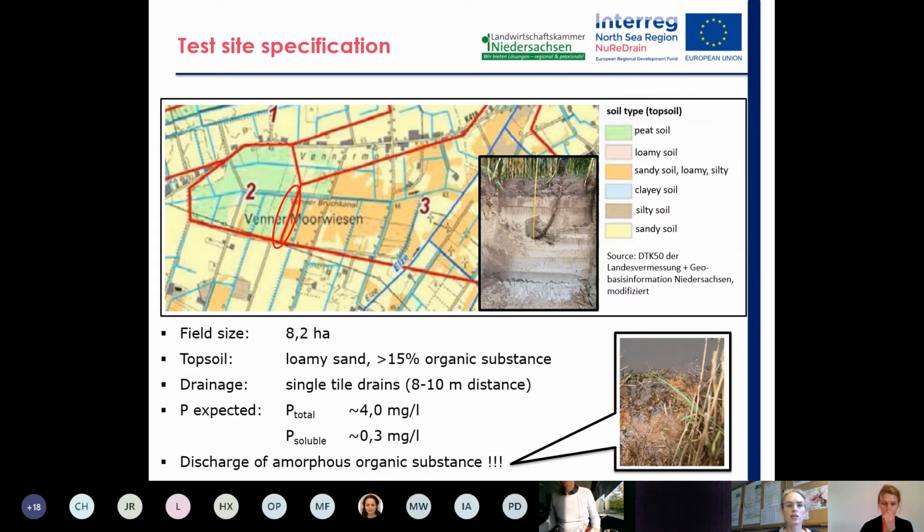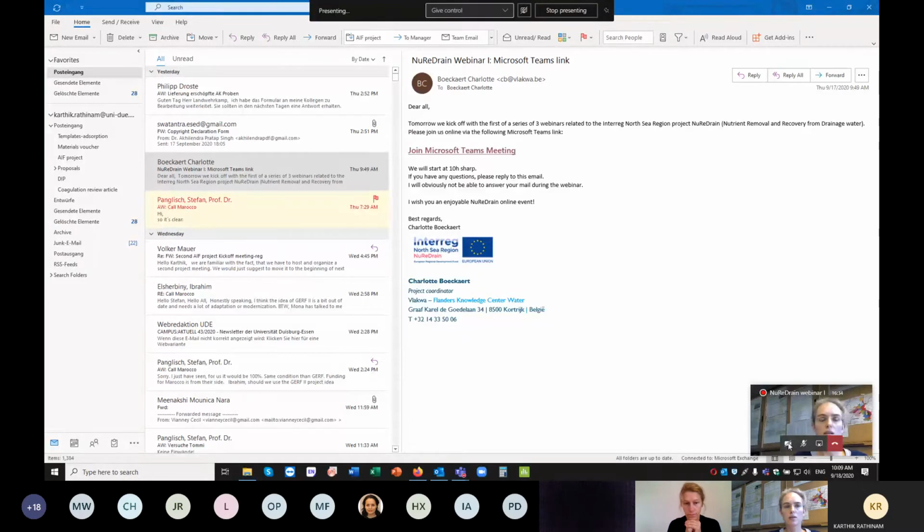Our field size is 8.2 hectares in the transition between peat soils and mineral soils. It is a loamy sand with a very high percentage of organic substance in the topsoil. It's drained by single tile drains at an average distance of 8 to 10 meters, and we can expect P values for P total of about 4.0 milligram per liter, and for P soluble, about 0.3 milligram per liter. The LBEG has examined this site for many years, and these are the values expected.